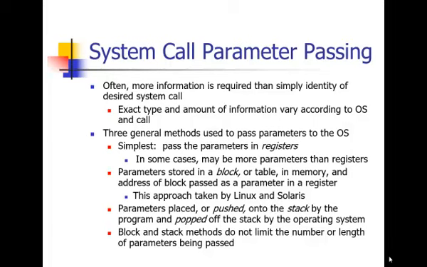the parameters are stored in a block in memory, a small segment in the memory, and the address of that block is passed to a register. So the CPU will identify where the parameters are, and the system call can take the parameters from there. Linux and Solaris versions are using the block method.